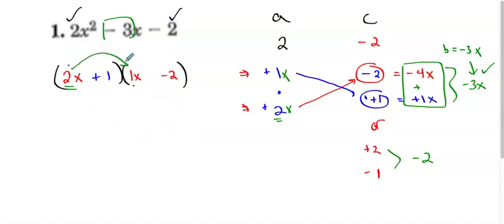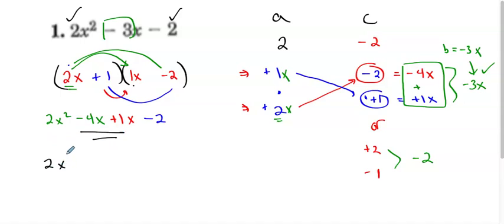Okay, so 2x times 1x, 2x squared. 2x times negative 2 is negative 4x. 1x times 1 is positive 1x. And positive 1 times negative 2 is negative 2. I'm sorry, just negative 2, not 2x. And I have some like terms here, so I'm going to rewrite this as 2x squared, negative 4x plus 1x is a negative 3x, and then bring down my negative 2, and you have a match.